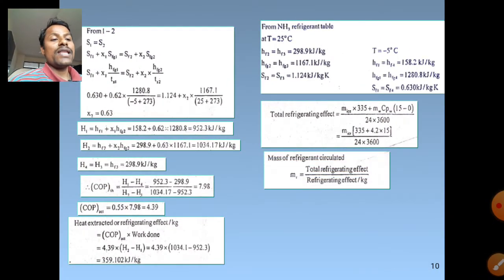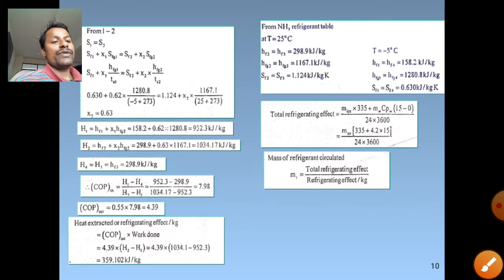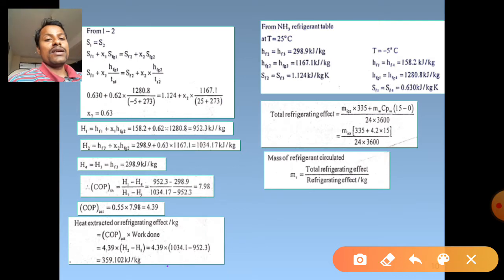We know that the mass of refrigerant circulated in the plant is given by the formula: mass flow rate of refrigerant is equal to total refrigeration effect divided by refrigeration effect per kg, that is TRE divided by RE per kg. In this formula I will substitute the expression of total refrigeration effect that we have found, and we know the refrigeration effect per kg in the denominator.